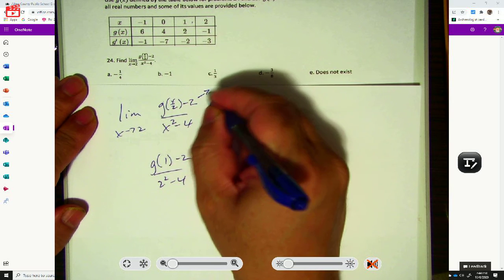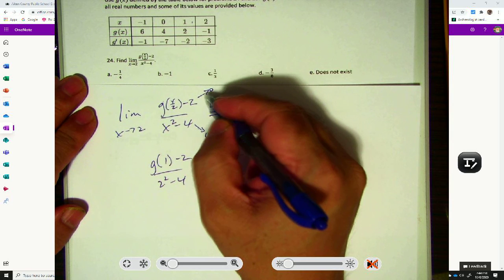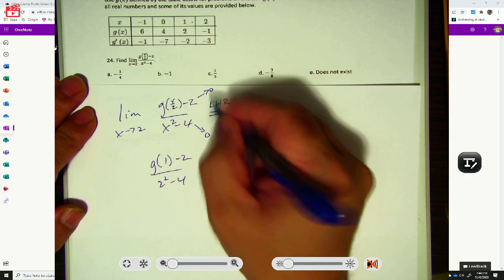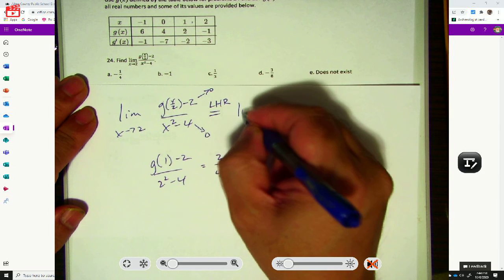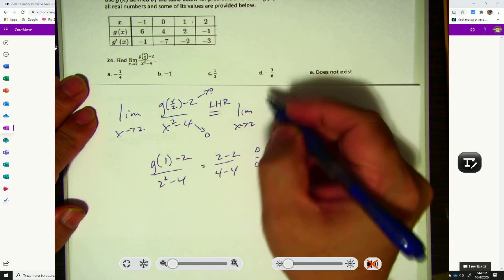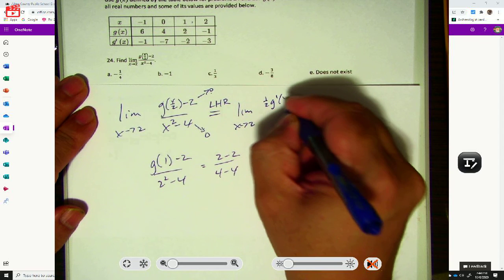If this were not a multiple choice question, you do need to state and show that the limits of the numerator and denominator are going to 0 over 0 or infinity over infinity so that you can apply L'Hopital's rule. Once you have 0 over 0, you can take the derivative of the numerator and the derivative of the denominator separately.